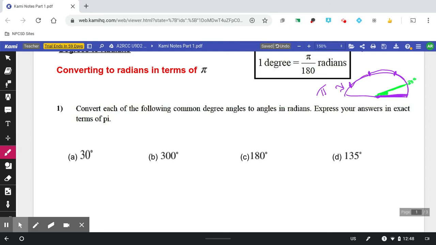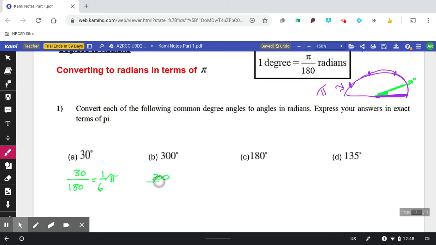Well, if there's 180 degrees in this half circle, we're looking for the fractional part that 30 degrees is. So that would be like saying 30 degrees out of 180 would be, if you go ahead and put that in your calculator, if you can do that in your head, it's 1/6. So it's 1/6 of 1 pi radians. Okay, so it's 1/6 pi radians.